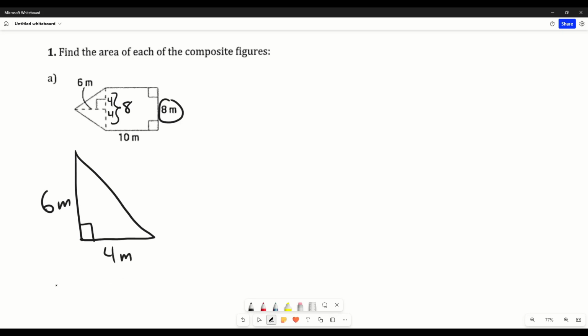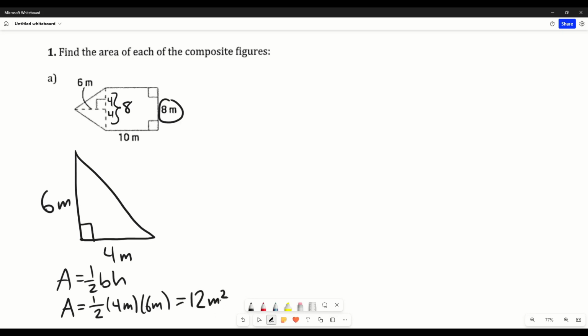And by using the area of a triangle, which is A equals 1/2 times base times height, I am just going to substitute in. So 1/2 is the same. Our base is 4 meters. Make sure to include units so you don't forget it. Our height is 6 meters. Alright, so 4 times 6 is 24, divided by 2 is going to be 12 meters squared.